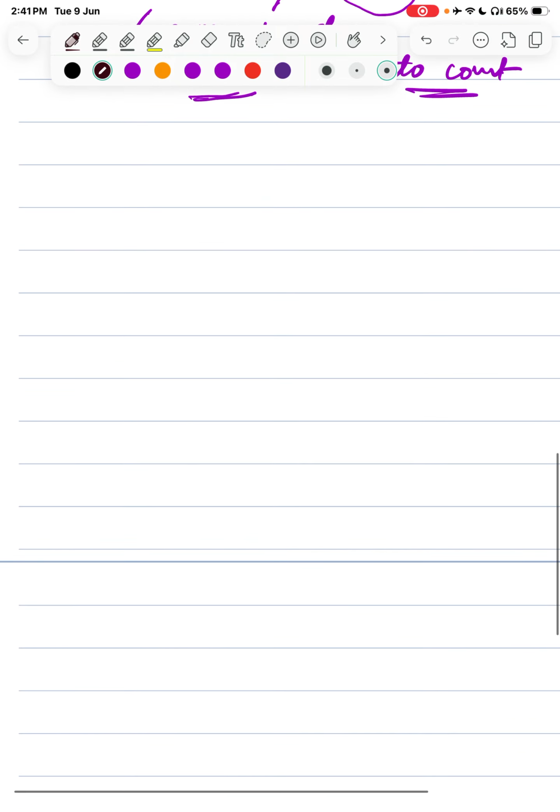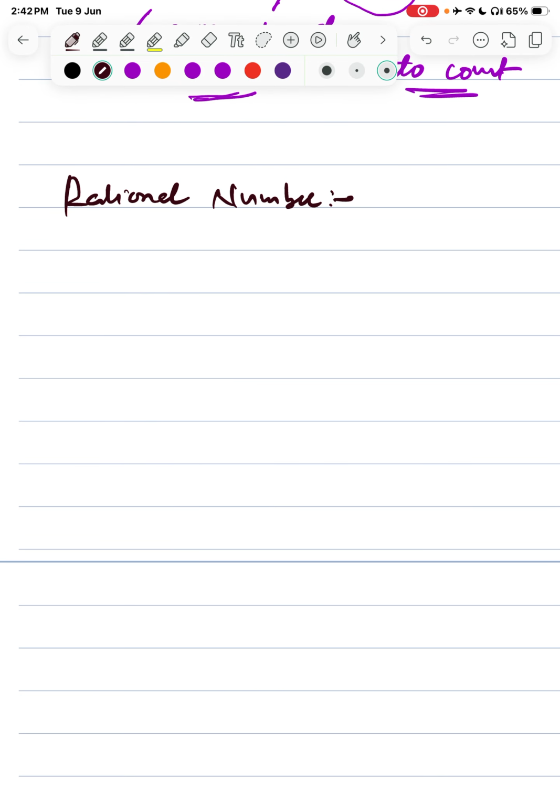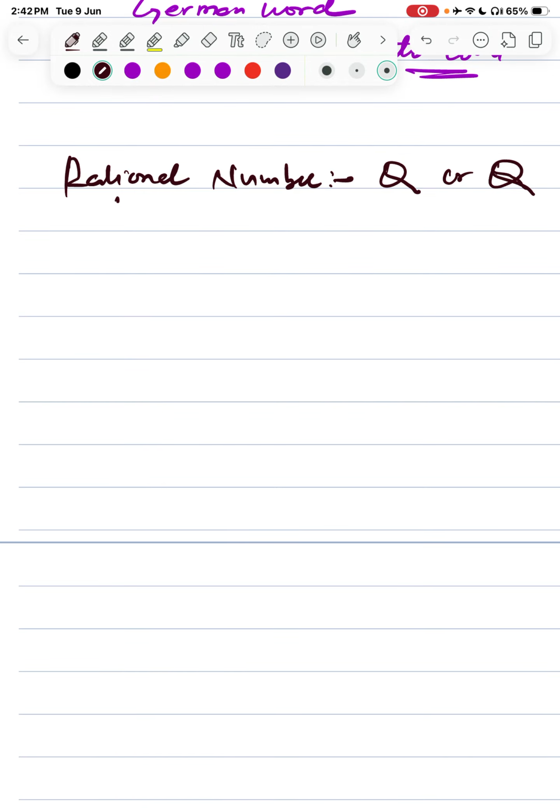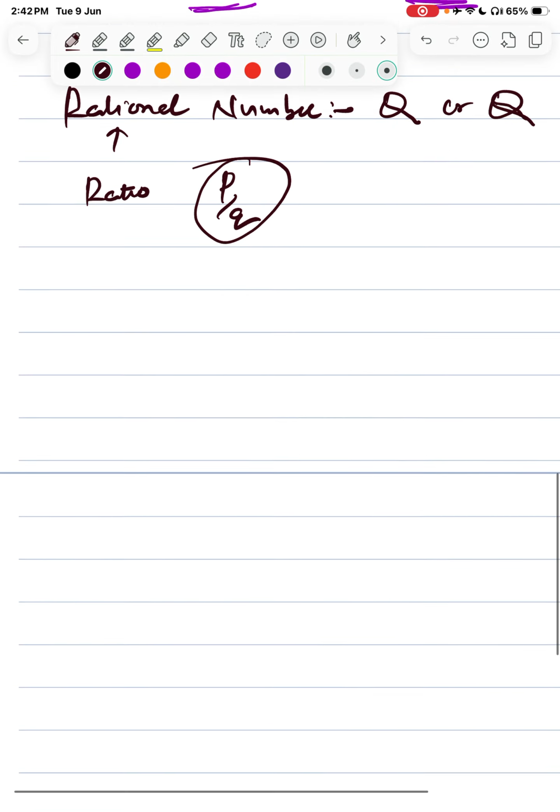So one is called a rational number, and you denote it by Q, or in some books you will see it written in a different style to distinguish it from the letter Q. The word rational comes from the word ratio. A ratio is nothing but a p by q ratio, you write it like this only.